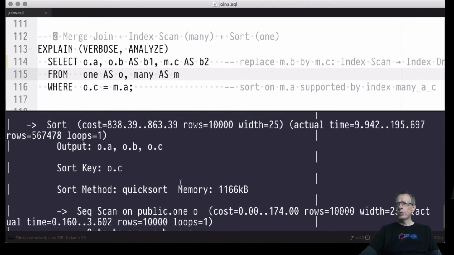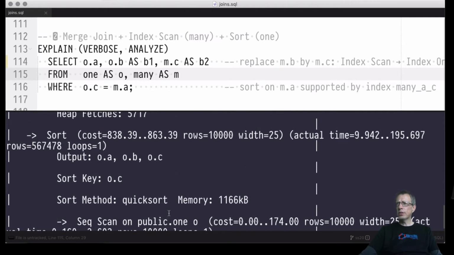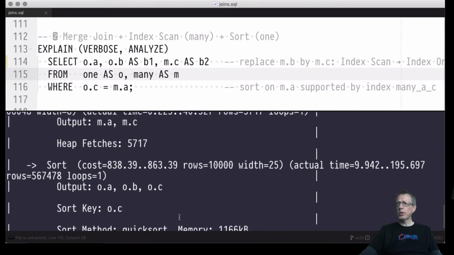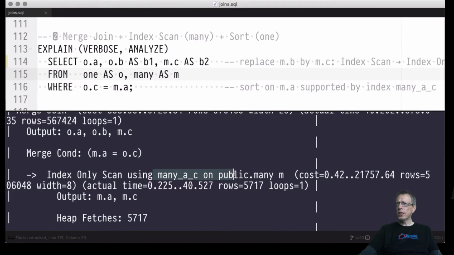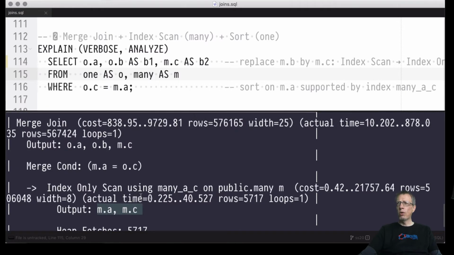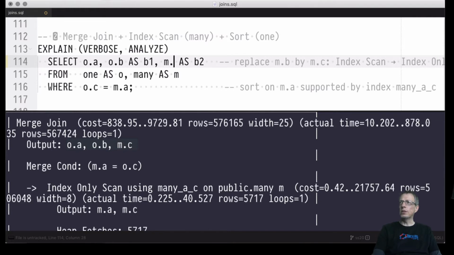So this is the left-hand side, the right-hand side. This is still sorting the one table explicitly. We are scanning the many table with the help of an index only scan. And of course, it really suffices to emit the columns A, C here, because that's all that's being used to produce the final output. So index only scan if possible, otherwise index scan. Let's switch back to B here.